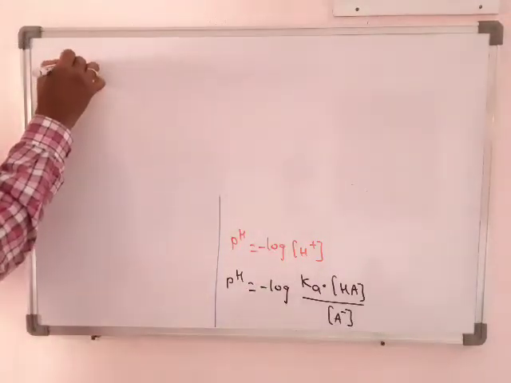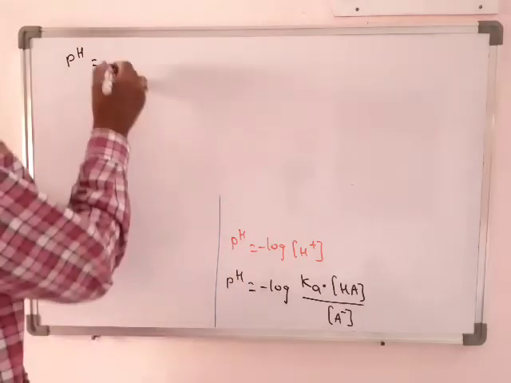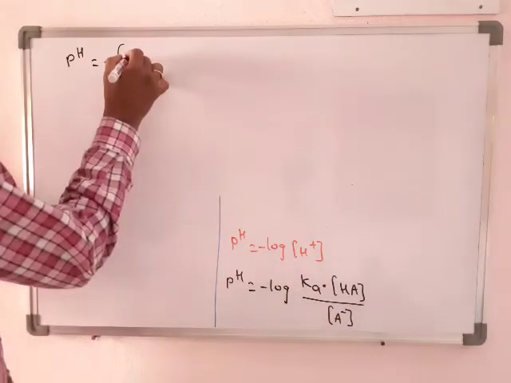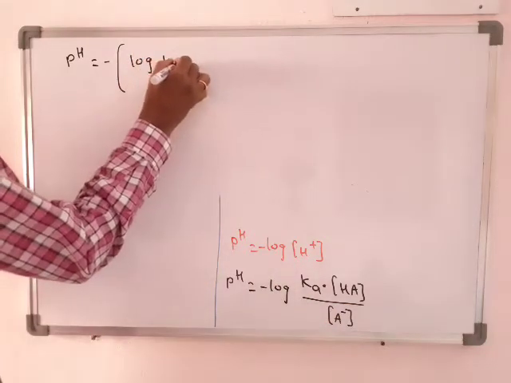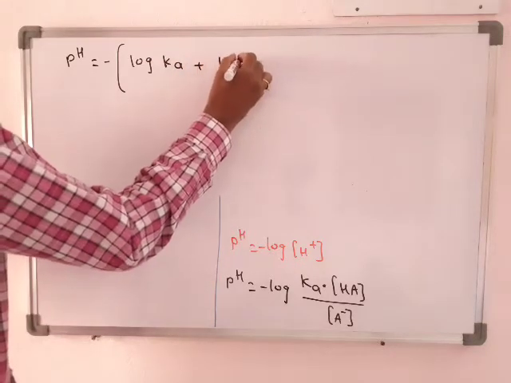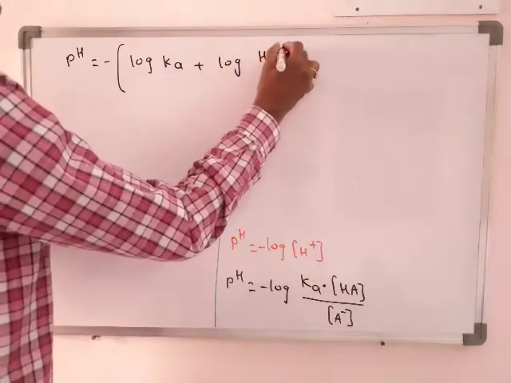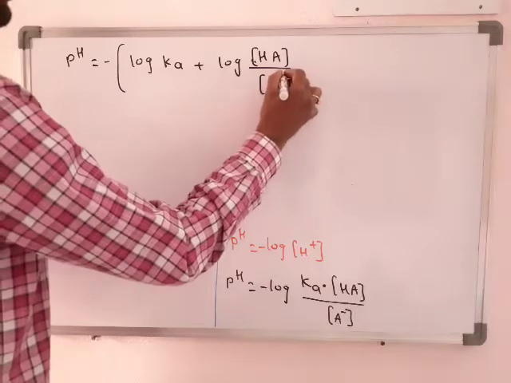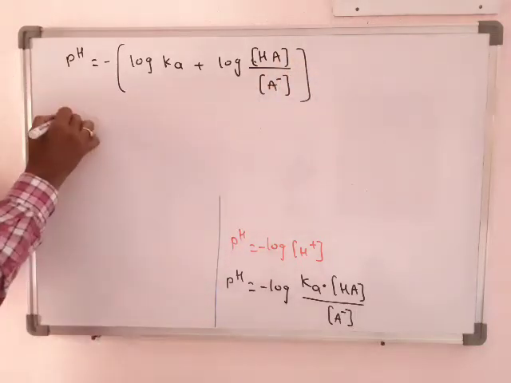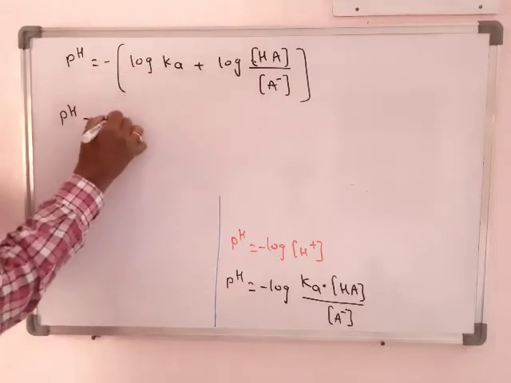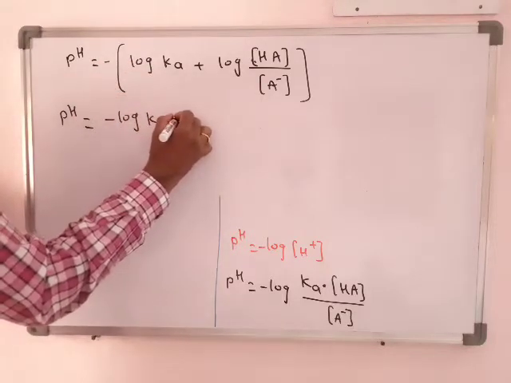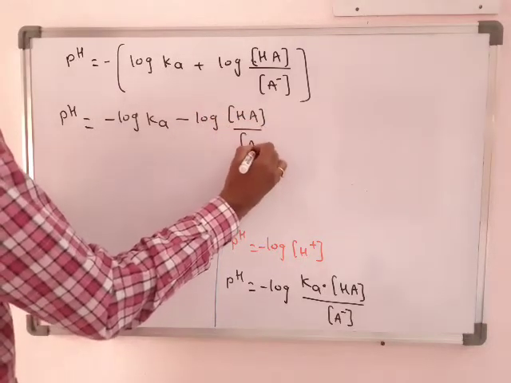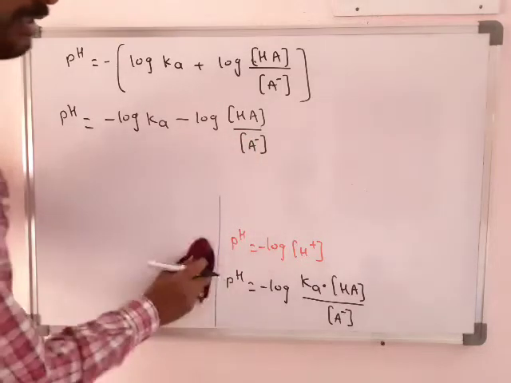On applying the logarithm, we are taking the minus, so make it log A into B. We can say log A plus log B. In the place of B we are taking HA, weak acid concentration, by A minus concentration. Now take the minus inside. So minus log Ka minus log HA concentration by A minus concentration.